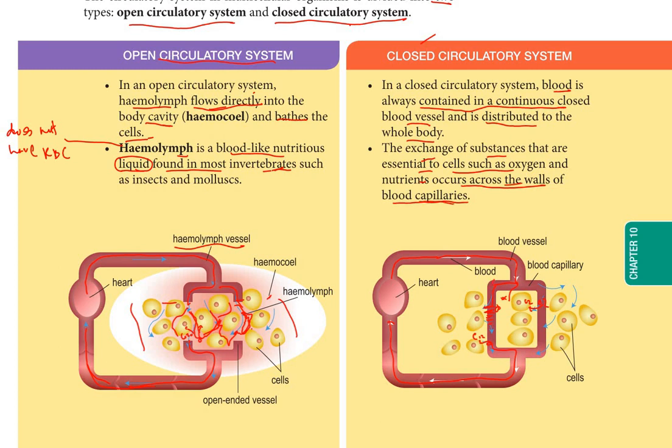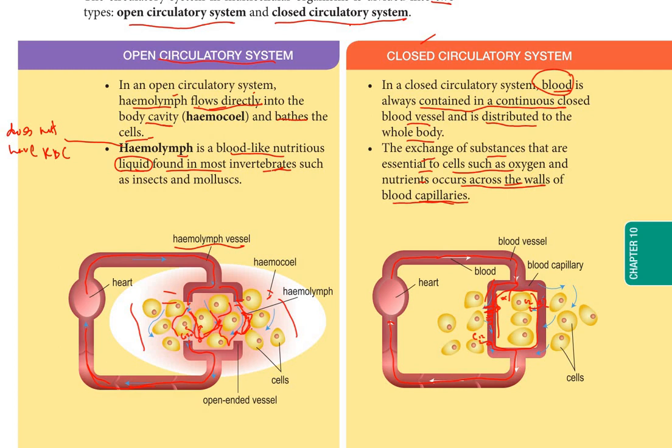So that's why this one is known as a closed circulatory system, compared to here, open. That is the difference between the open and closed circulatory system. The first difference you must remember is the substance that flows. For the open circulatory system, hemolymph will flow, but in the closed circulatory system, blood.